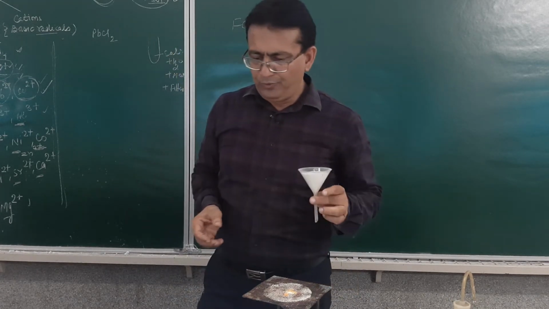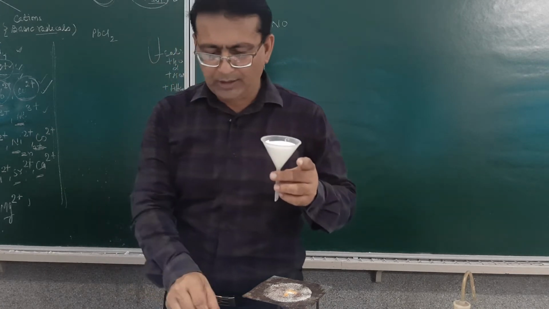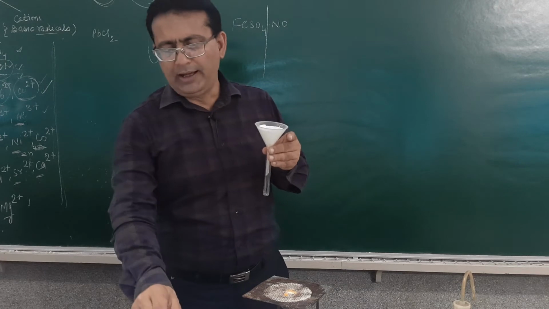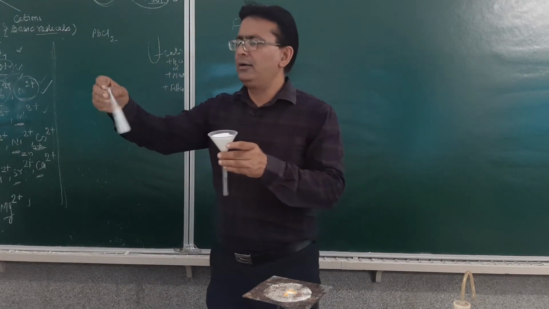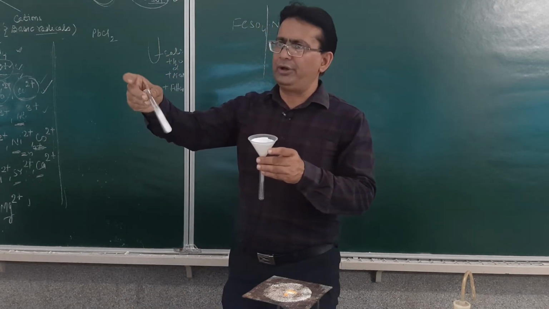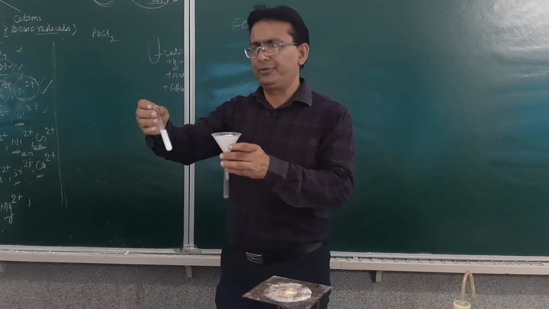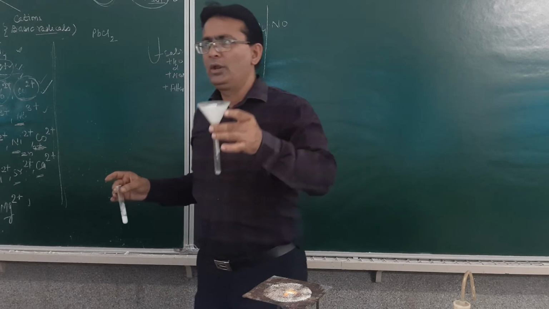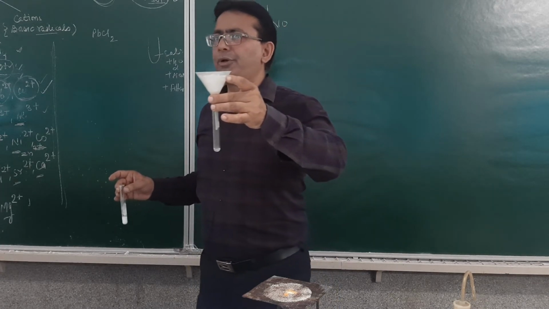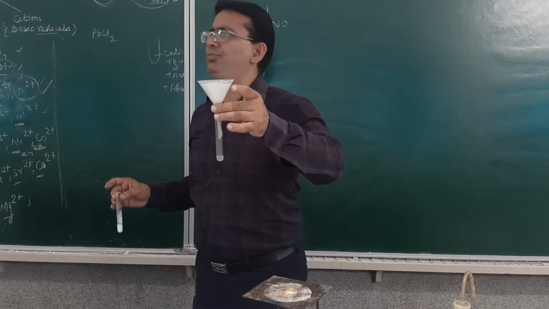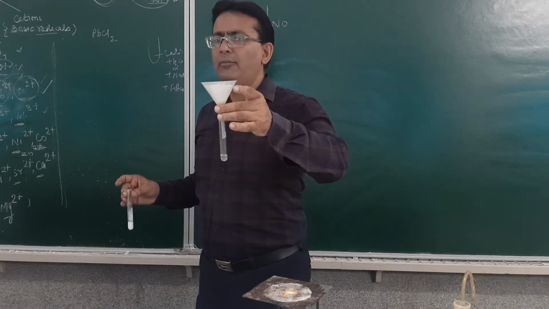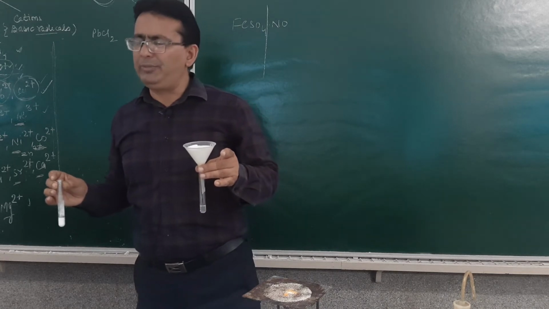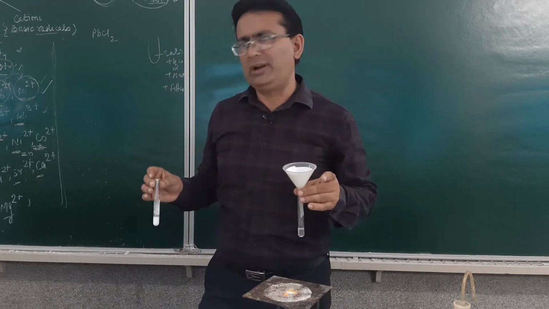Then I'll filter it. How do I filter? I'll put a test tube below it, and add the original solution, in which dilute HCl is added, so that it starts filtering. Am I clear? The filtrate will be kept for the second group, but the residue will be used to carry out the confirmatory test of lead.